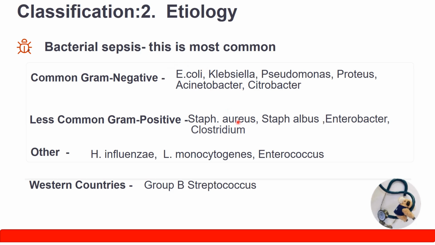The common organisms or common bacteria which are involved in this: most common ones are gram-negative organisms like E. coli, Klebsiella, Pseudomonas, Proteus, Acinetobacter, Citrobacter. And less common ones are gram-positive bacteria like Staphylococcus aureus, Staphylococcus albus, Enterobacter, and Clostridium. And then some other bacteria can be Haemophilus influenzae, Listeria monocytogenes, or Enterococcus. And in the Western countries, group B Streptococcus is predominant.